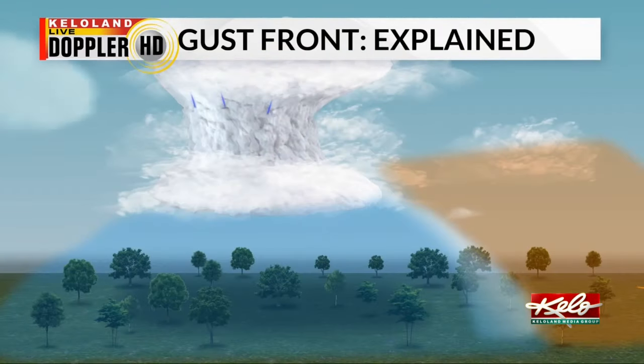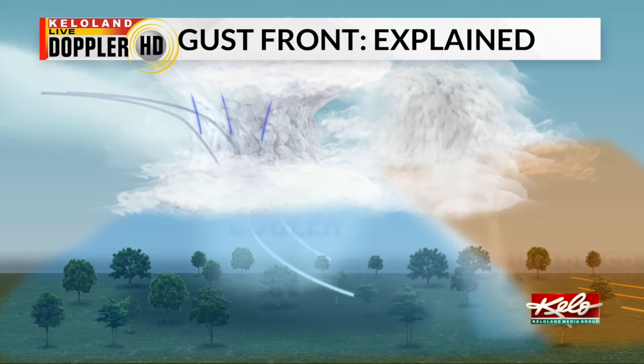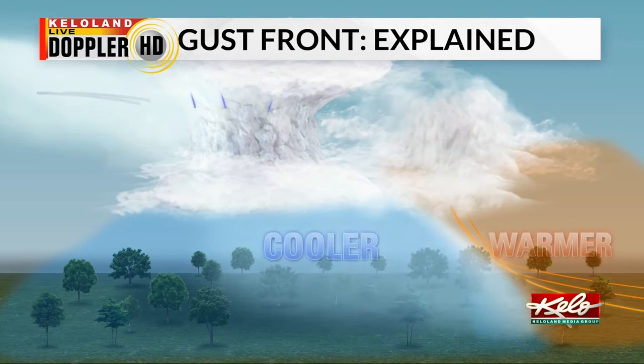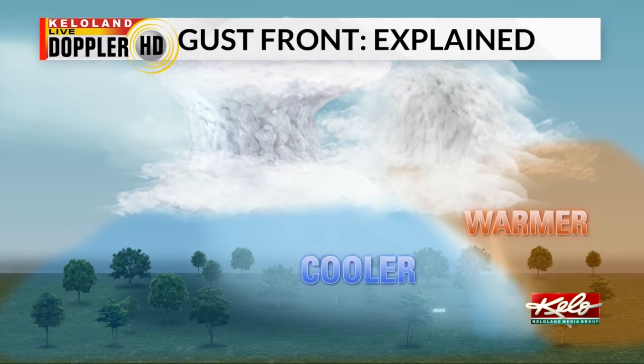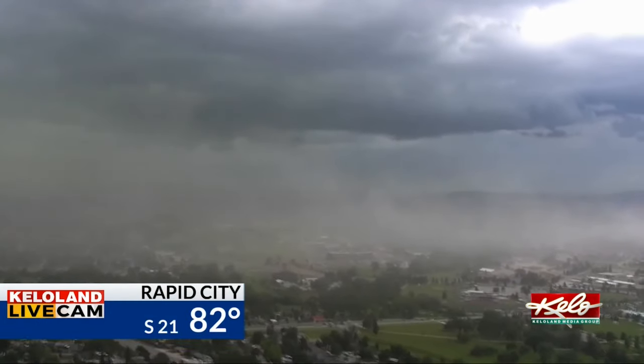One such feature is called an outflow boundary, better known simply as a gust front. This is the result of cooler downdrafts from a thunderstorm hitting the ground and spreading outward along the surface. We had a good example of what a gust front looks like yesterday, both in real time and on radar.